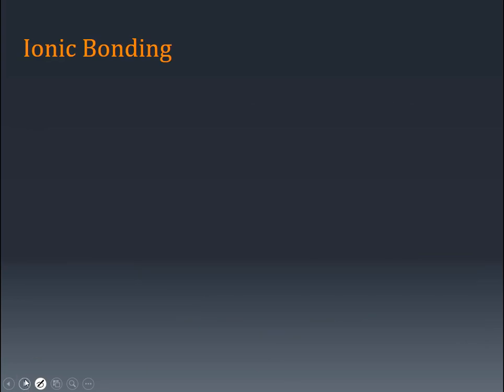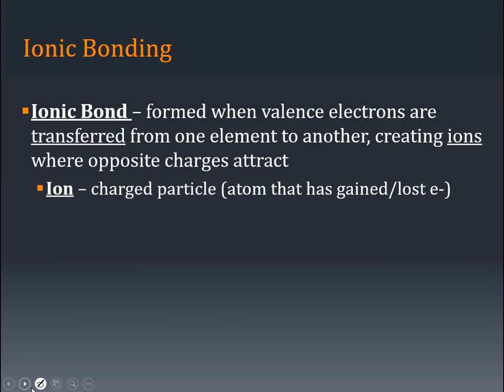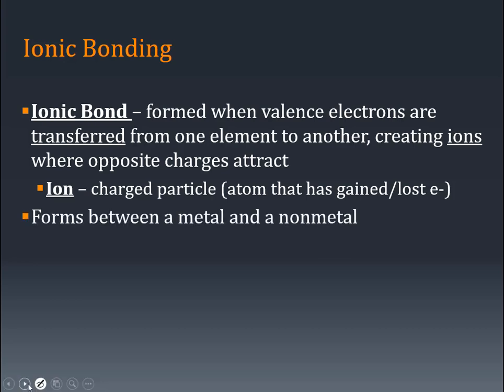So let's get into ionic bonding. An ionic bond is formed when valence electrons are transferred from one element to another, and that creates a charged atom, and those charged atoms will then attract, because if something gained an electron, it's negative, and if something lost an electron, it's positive, and oppositely charged particles will attract. So because metals form our positive ions and nonmetals form our anions, or negative ions, we get ionic compounds that form between a metal and a non-metal.